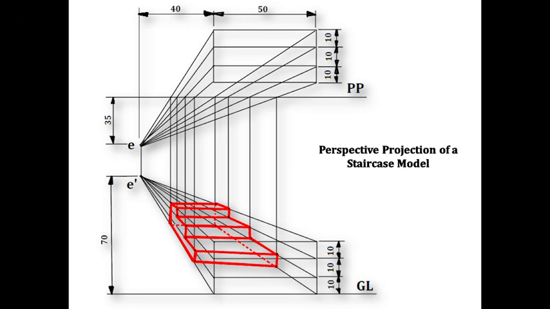With this example, we have learned how to construct the perspective projection of engineering objects using the visual ray method. We also studied the different types of perspective projection, the essential terminology, and the step-by-step procedure for solving perspective projection problems. This completes our discussion on perspective projection.